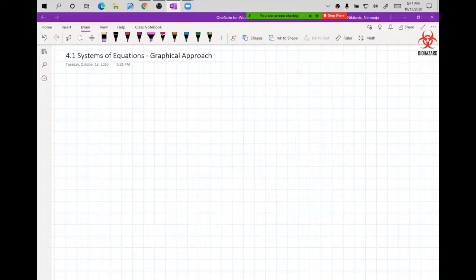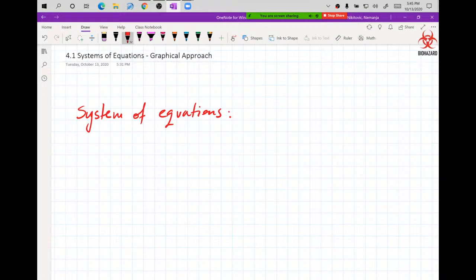Hello and welcome back to Elementary Algebra, section 4.1 on solving systems of equations using the graphical approach. Now, we haven't had anything like this before, so we first need to understand what is a system of equations, right? So, system of equations.